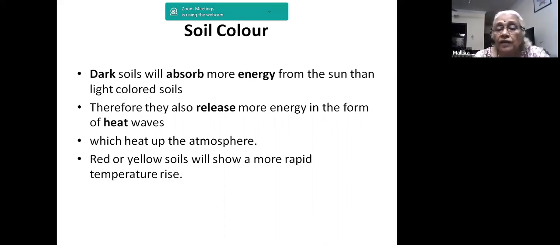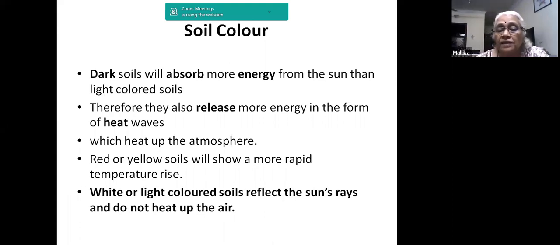Red or yellow soils will show a more rapid temperature rise. Dark soils will take some time to absorb the sun and release it, but if they are red and yellow, the temperature will immediately rise, as they release the heat. Radiation happens immediately, right, with red or yellow soils. White and light colored soils reflect the light of the sun and do not heat up the air.